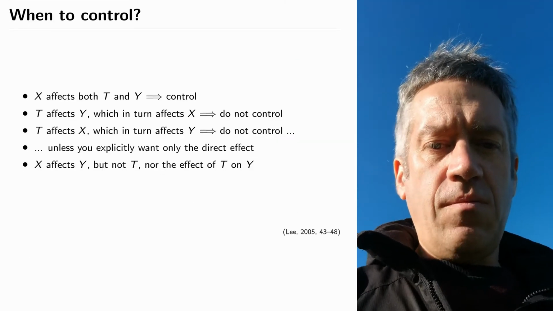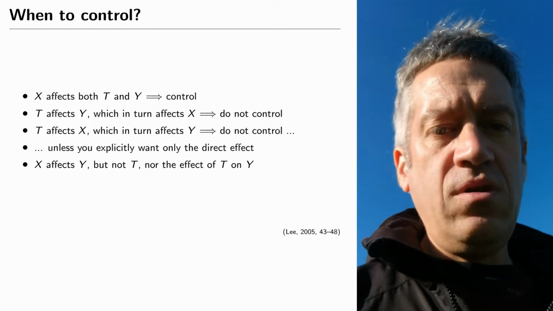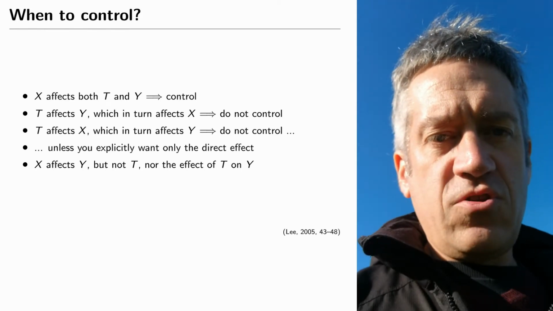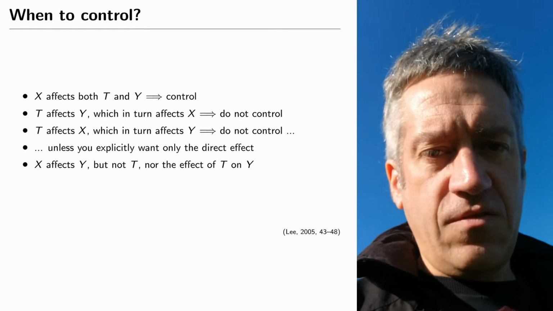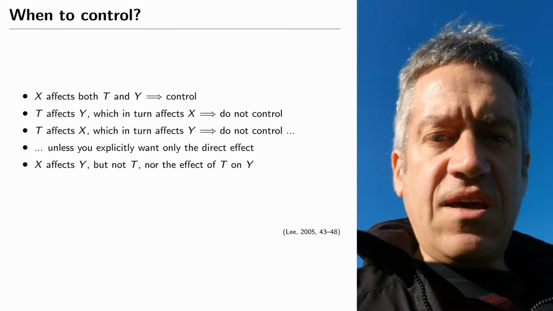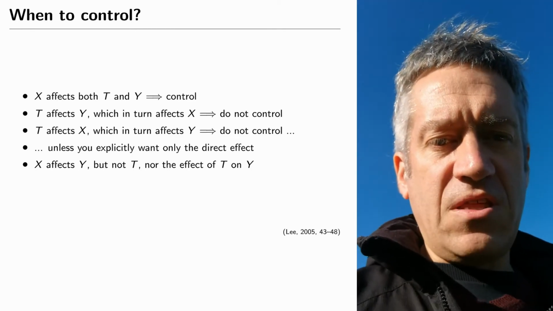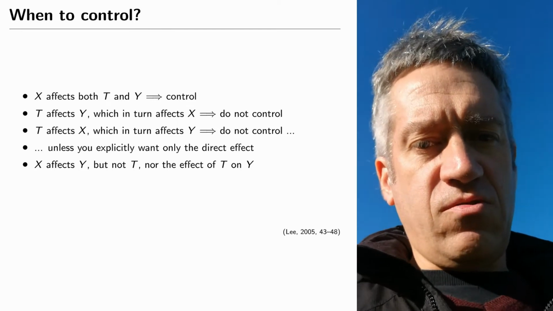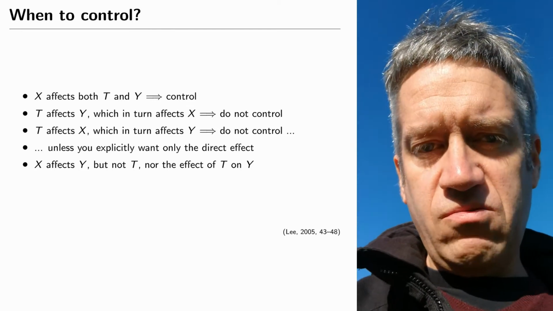Now, another very common scenario is that you have some variable that affects the outcome, but you have no particular reason to believe that it affects the treatment. In this case, you generally want to keep the model a bit simple, and you probably do not want to include it in the model.